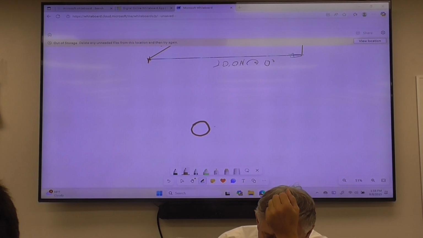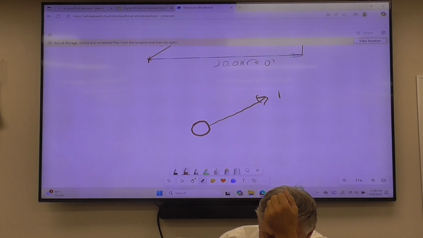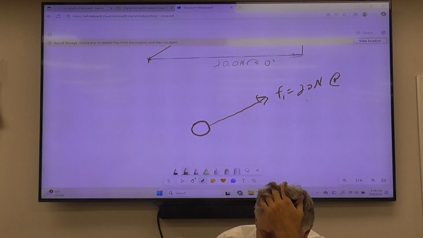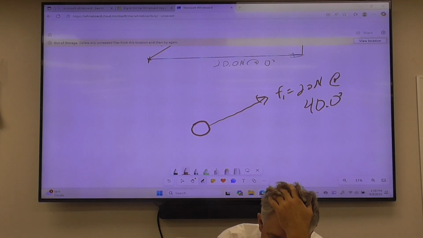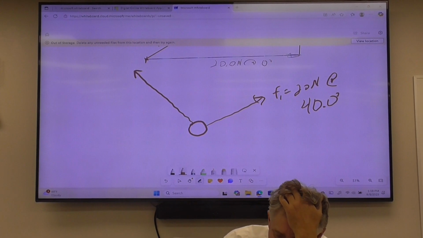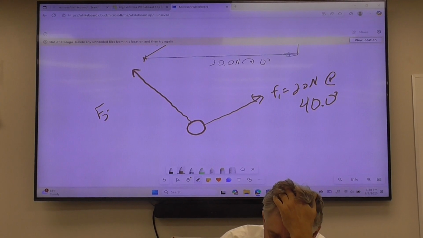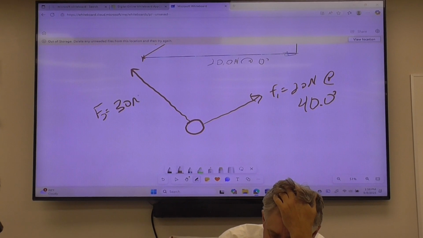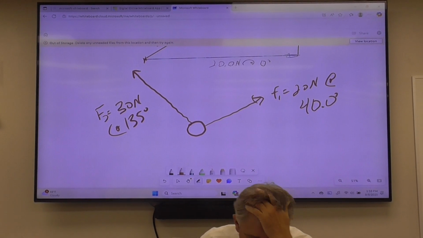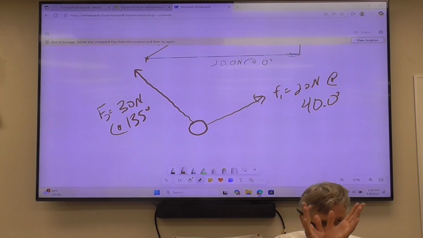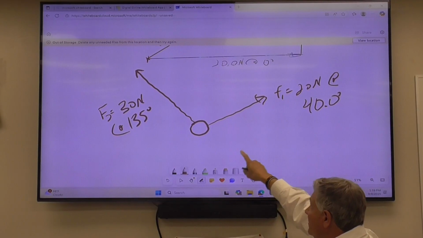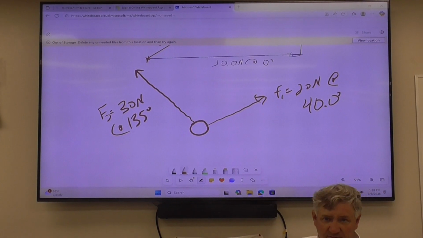So there's a soccer ball. We have one force, say 20 newtons at 40 degrees. And then we're going to have a second force of 30 newtons at, I don't know, 135 degrees. Okay? So, soccer ball, kicked at the same time. One going at 20 newtons at 40, the other one going 30 newtons at 135.